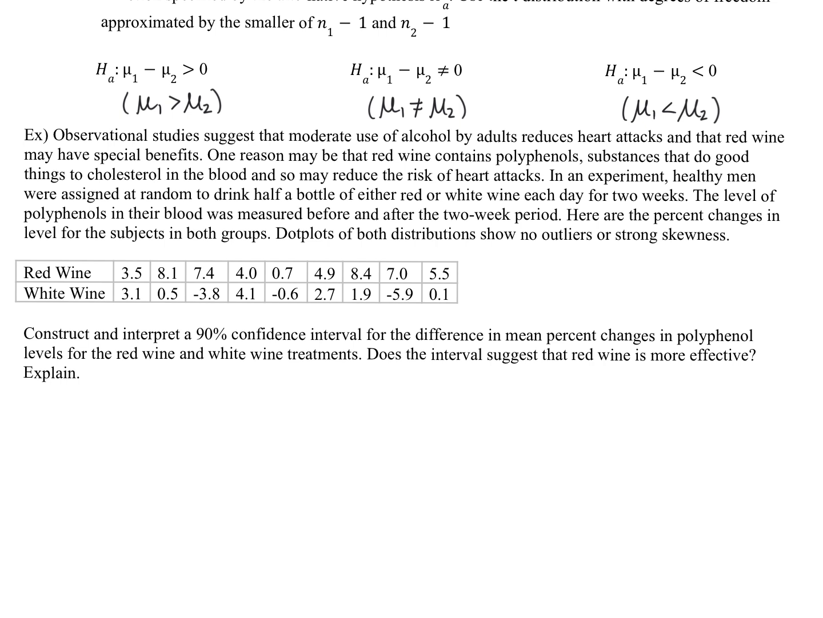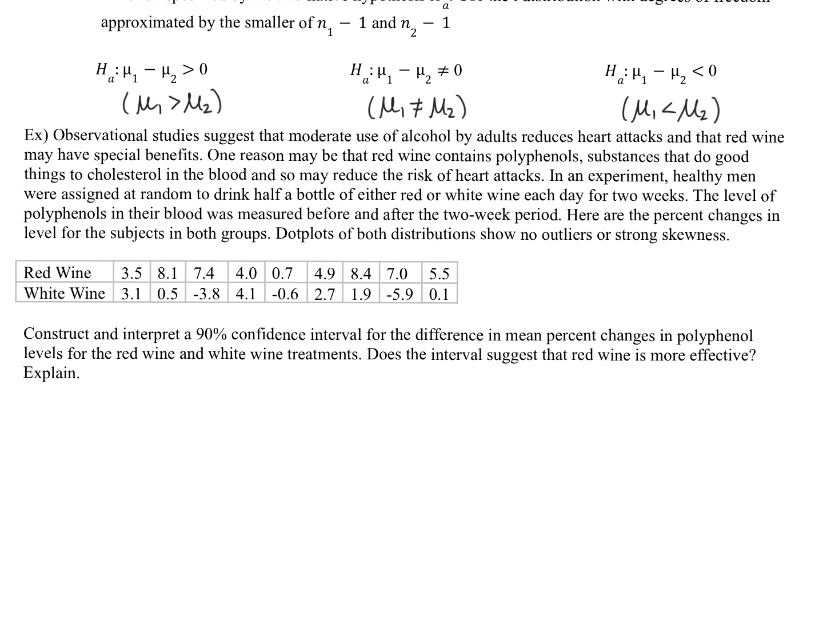In an experiment, healthy men were assigned at random to drink half a bottle of either red or white wine each day for 2 weeks. The level of polyphenols in their blood was measured before and after the 2-week period. Here are the percent changes in level for the subjects in both groups. And then dot plots of both distributions showed no outliers or strong skewness.